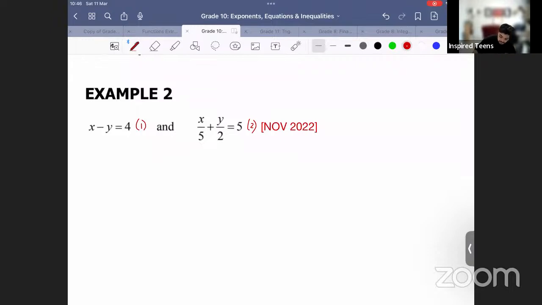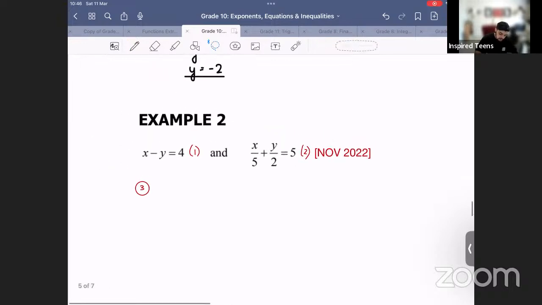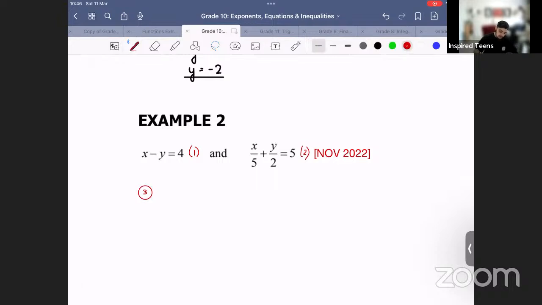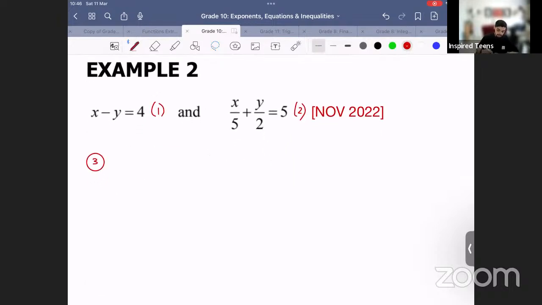So what's step number 1? Isolate one of the variables. Step number 2, formulate the equation number 3. How am I going to create equation number 3? I'm going to create it by isolating one of the variables. In this case, I chose equation number 1. So I'm going to leave x alone, and I'm going to get x equals 4 plus y. And that's going to formulate equation number 3 for me.